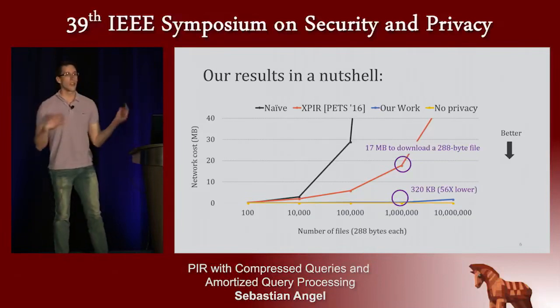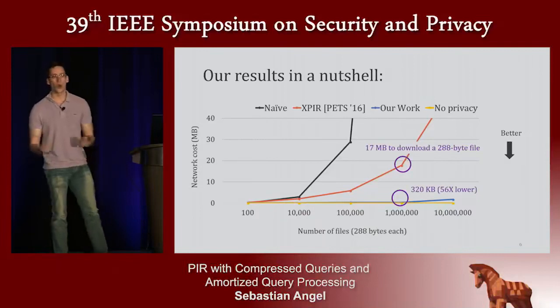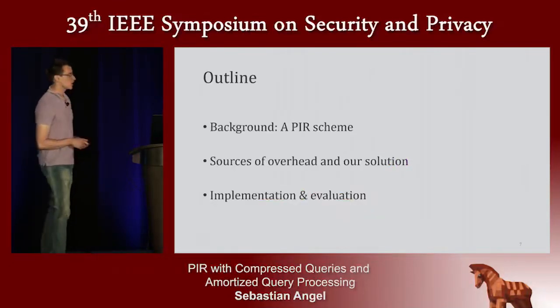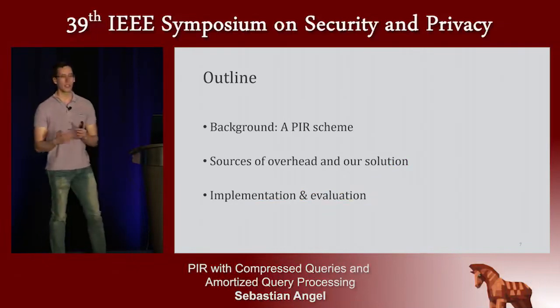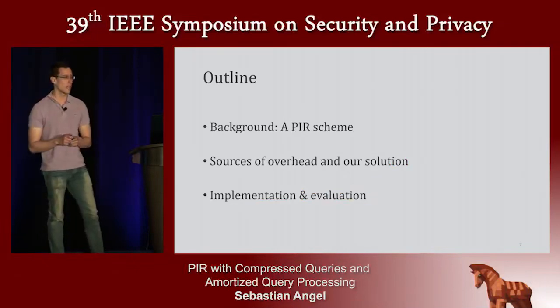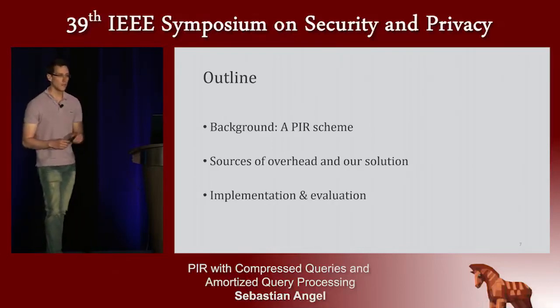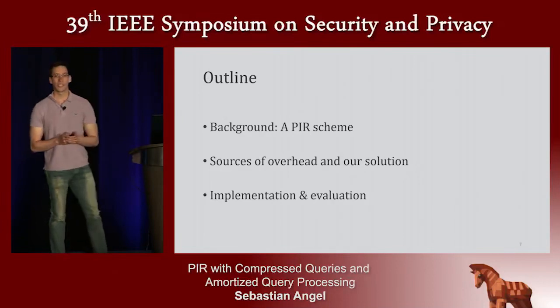So we are able to do PIR on larger databases or use PIR in regimes where network communication is not plentiful, for example, if the clients are mobile devices. Okay? So the rest of this talk is going to be as follows. I'm going to give you some background on a concrete PIR scheme. Then I'll tell you what the sources of overhead for that PIR scheme are and how our solution addresses them. And then I'll talk about our implementation and evaluation.